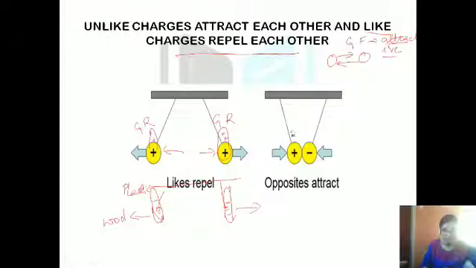Then we saw another experiment. For example, if we take a glass rod with positive charge and a plastic rod with negative charge, tied with a thread, it was found that they moved towards each other. That means opposite charges attract each other. So we have seen from these experiments that unlike charges attract each other, and like charges repel each other.